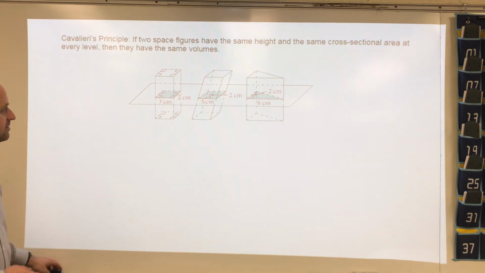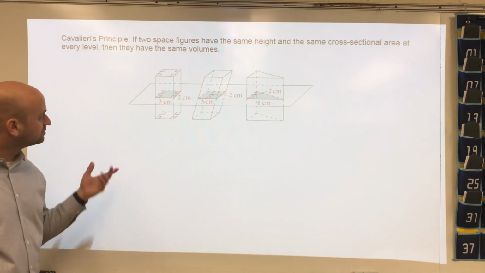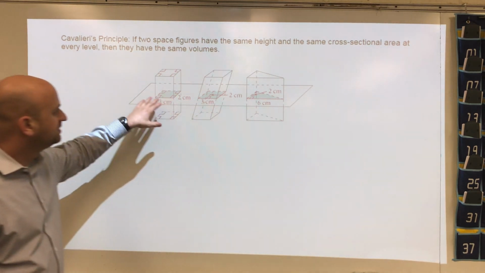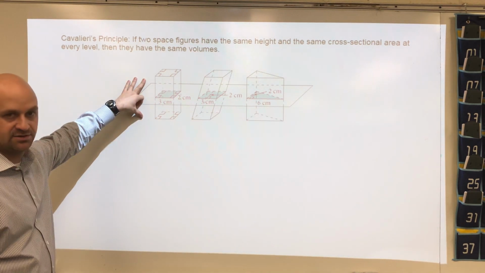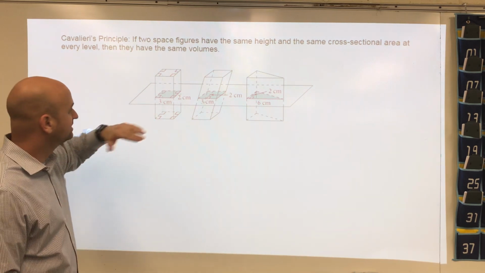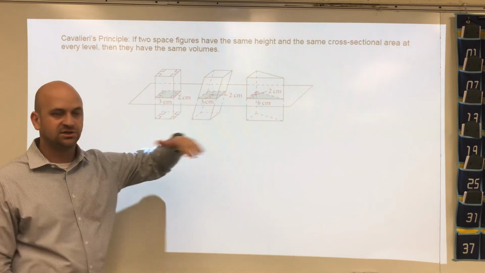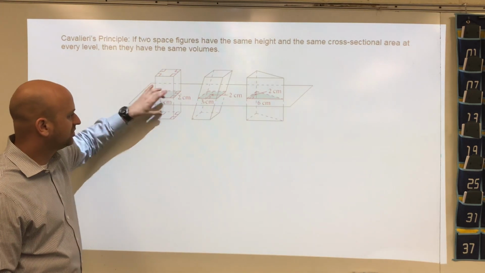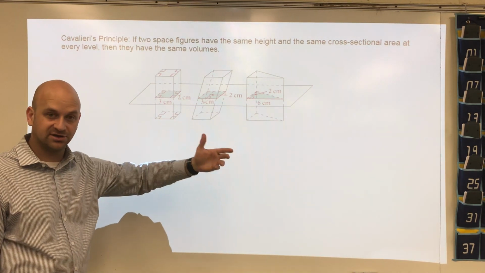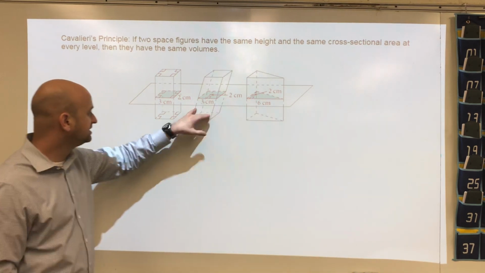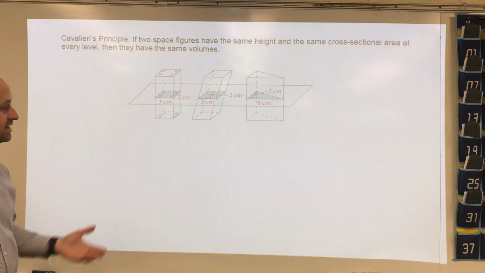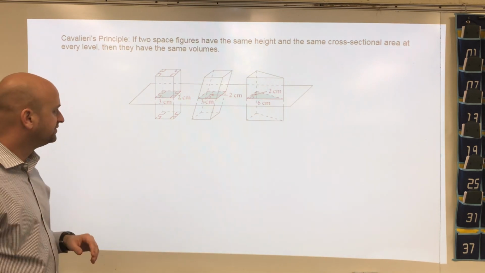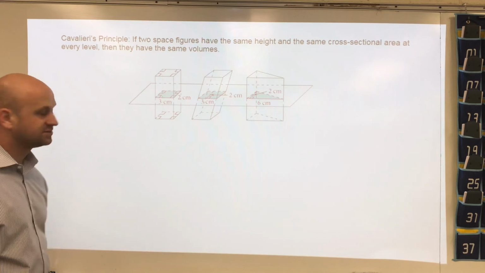All right, one last thing to talk about. This is called Cavalieri's principle. And it says if you have separate figures, they can be different shapes, but if they have the same height and the same cross-sectional area at every level, right? So if you take a slice out of each shape, and all those slices are going to be the same area on all those shapes, then these three shapes right here are going to have the same volume. So this becomes an easy way to compare volumes when needed in the future.